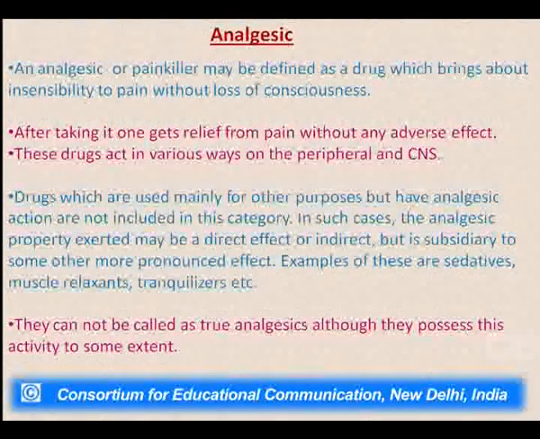Drugs which are used mainly for other purposes but have analgesic action are not included in this category. In such cases, the analgesic property exerted may be a direct or indirect effect, but is subsidiary to some other more pronounced effect. Examples of these are sedatives, muscle relaxants and tranquilizers, etc. These cannot be called true analgesics, although they possess the activity of reducing pain to some extent.